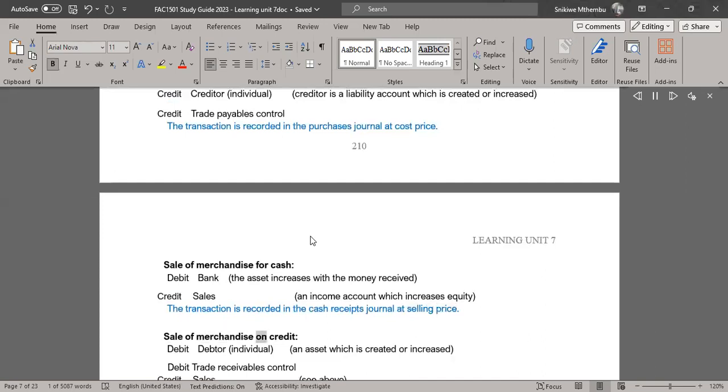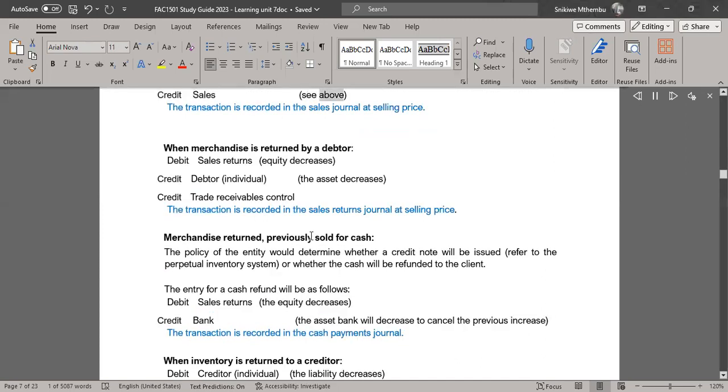Sale of merchandise on credit. Debit debtor, individual, an asset which is created or increased. Debit trade receivables control. Credit sales, see above. The transaction is recorded in the sales journal at selling price.